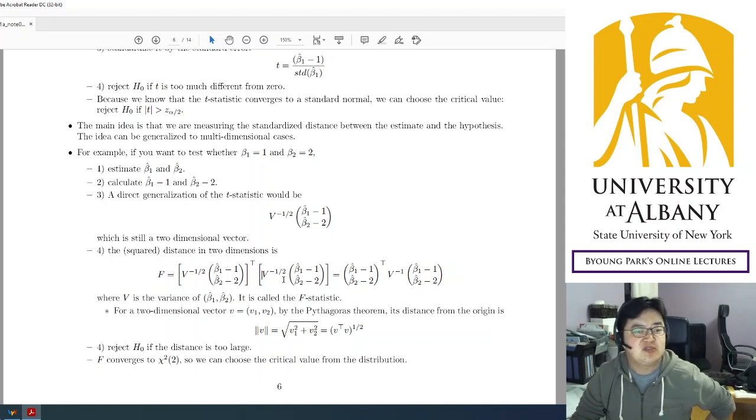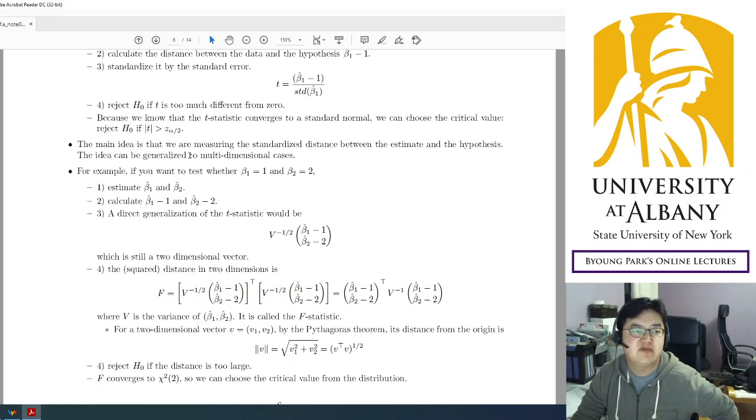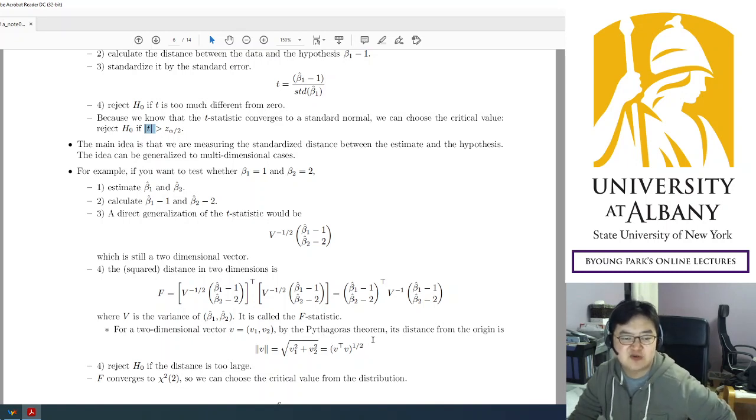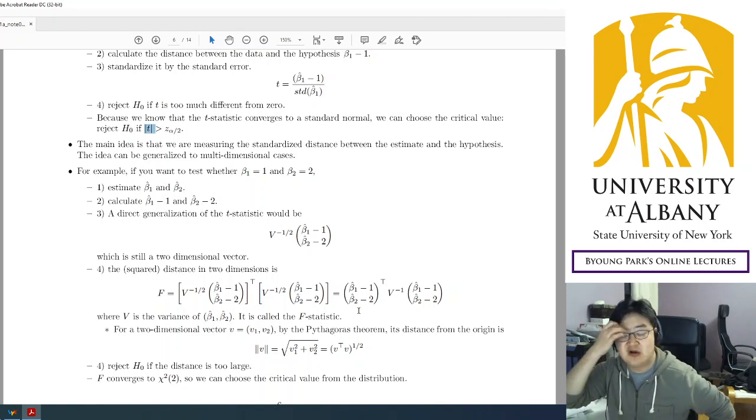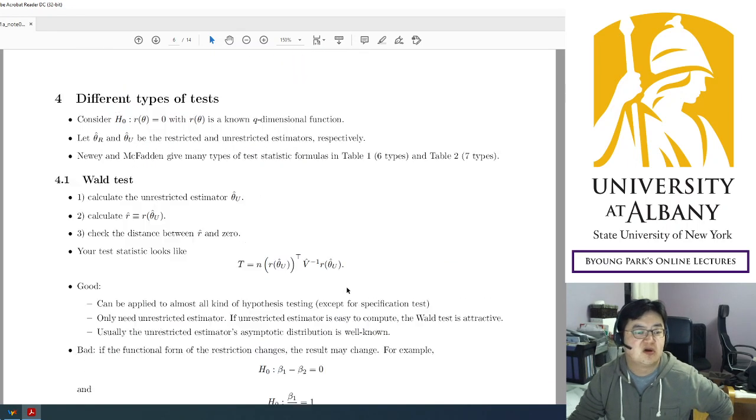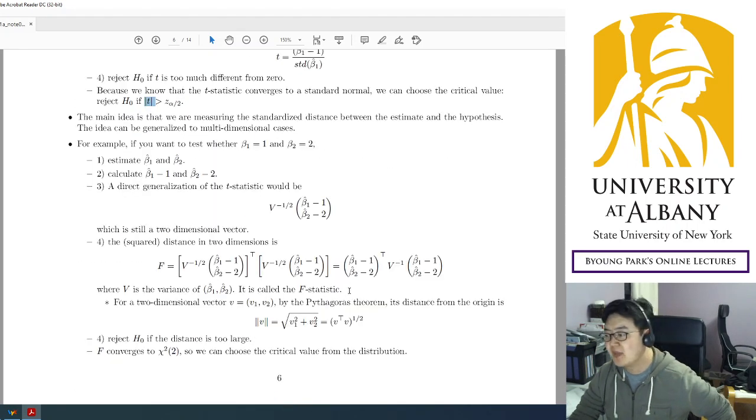As you can see, the major difference is coming from how you measure the distance. Measuring the distance in one dimension is pretty simple, but measuring the distance for a two- or high-dimensional vector requires a quadratic form. And if you take the square root, then you get the true distance, but that complicates your algebra. So usually the square root is not taken.